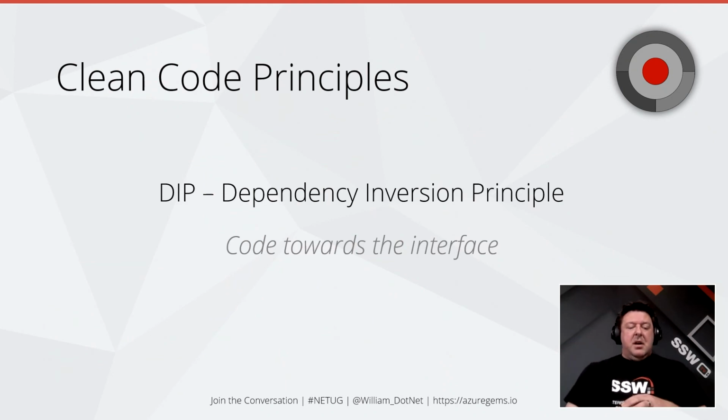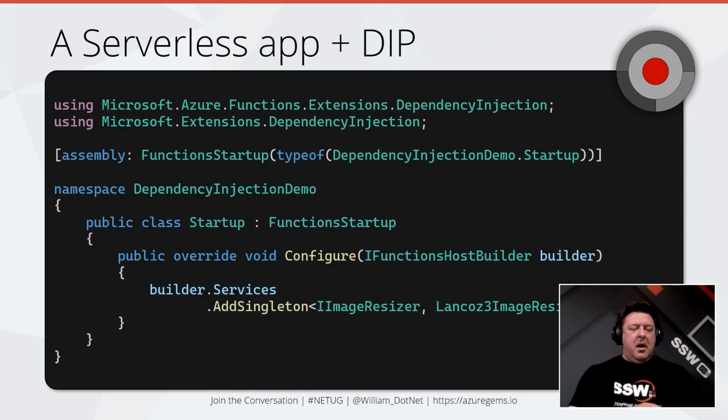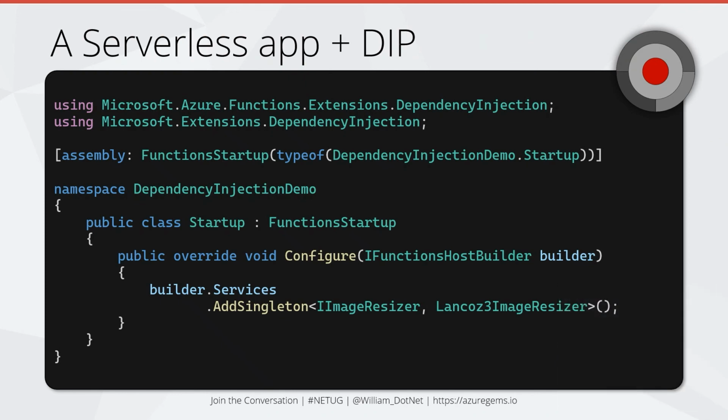Now, the last one is the dependency inversion principle. And academically, it says code towards the interface. I struggled with this one for a fair bit because how on earth am I going to apply this to a serverless architecture? And the key word in here is code. So I couldn't really find anything other than now we can do real dependency injection in our serverless application. So I'm going to take that as a win, right?